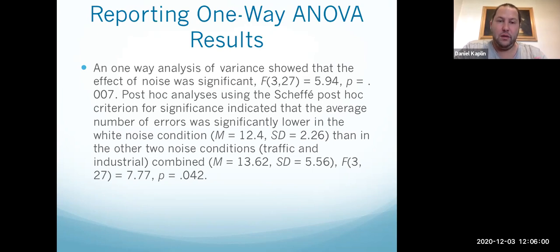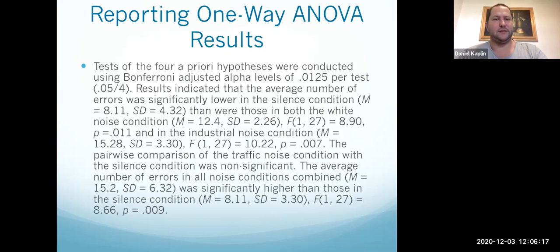So that now we know that if you had a difference between traffic-based noise, industrial noise, or white noise, white noise would be the preferred noise because it's going to result in the fewest number of errors. All right.